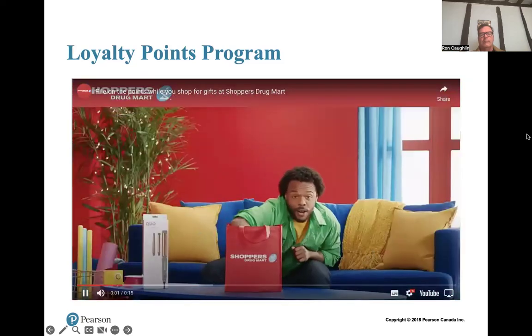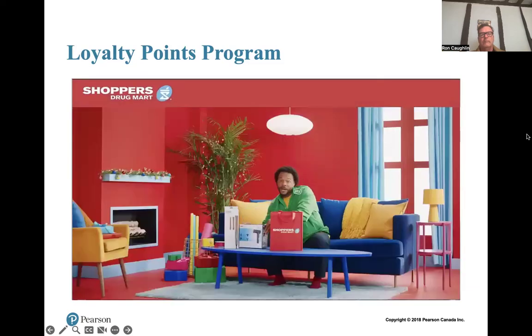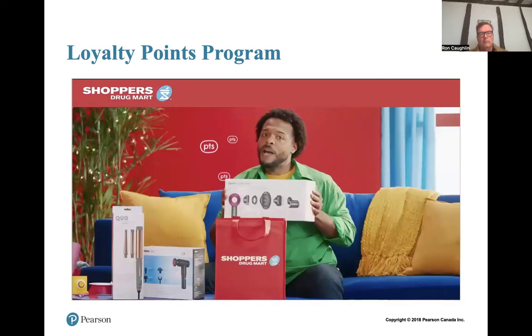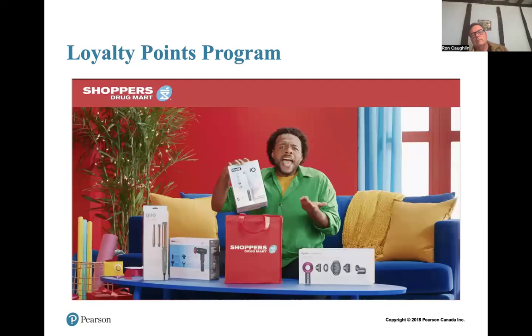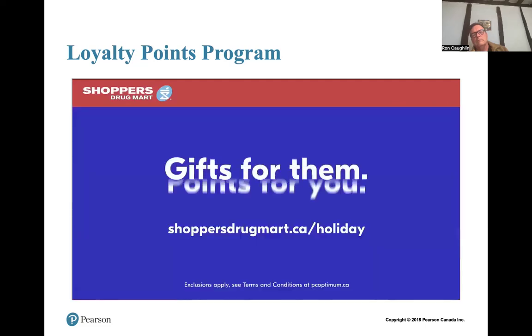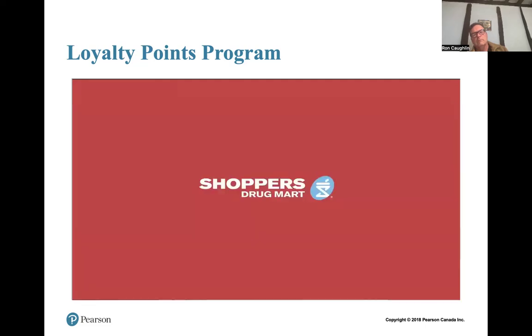Check this out. I get all of my trendy gifts from Shoppers Drug Mart, so I can get points. Hair tools for Sam, points for me. Cool stuff for Joe, PC Optimum points for me. Happy holidays to me. Gifts for them, points for you at Shoppers Drug Mart.